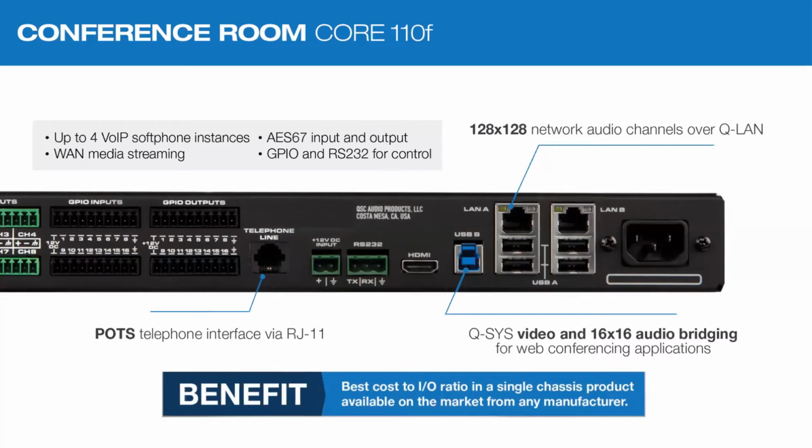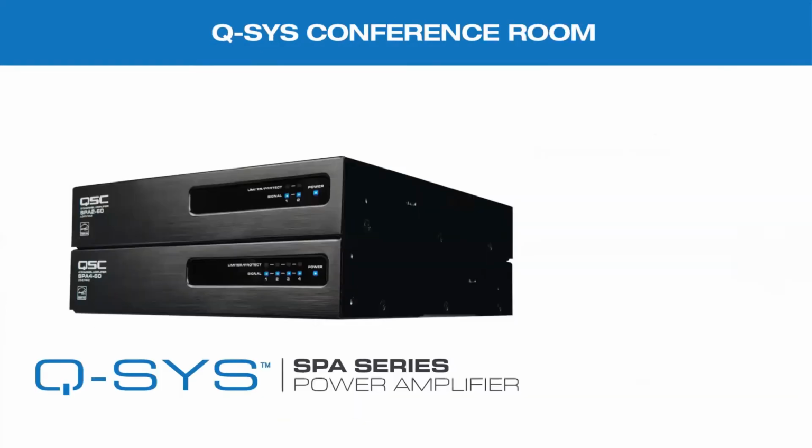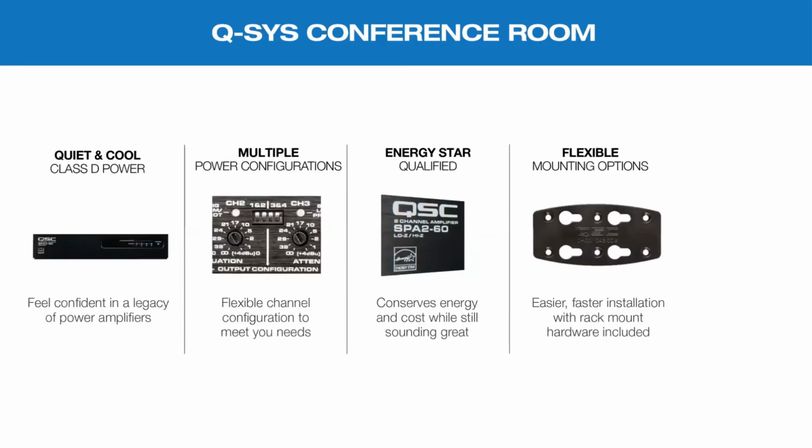So let's look at the amplifier for the output. The SPA series of amplifiers perfectly complement the Core 110F. It almost looks like a Core 110F cut in half, so it was made with smaller spaces in mind. You can mount these under the table or in the rack. It's perfect for conference rooms. You can mount it on a wall, under the table, close to your laptop, or close to the speakers, or in the ceiling, depending on your situation.